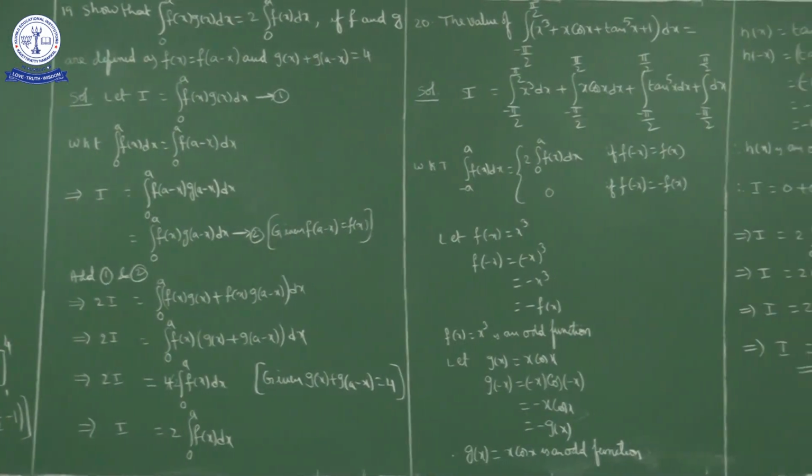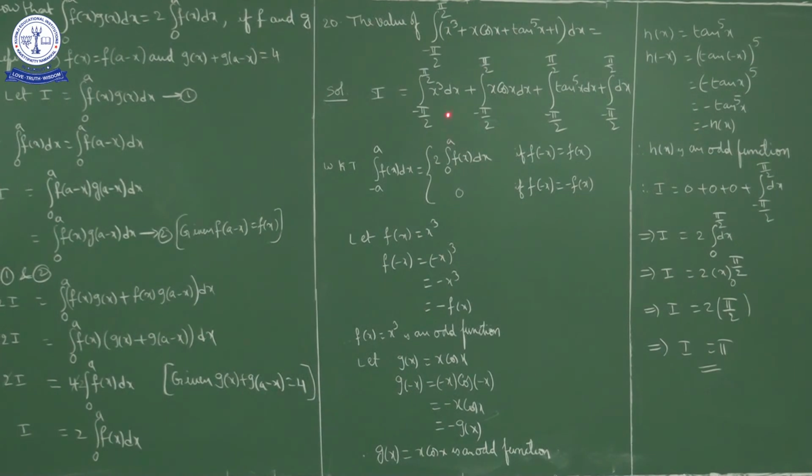So question number 20, the value of integral minus pi by 2 to plus pi by 2 of x cube plus x cos x plus tan power 5 x plus 1 dx. Okay, this integral value we have to find. I will integrate separately. I is equal to integral minus pi by 2 to plus pi by 2 x cube dx plus integral minus pi by 2 to plus pi by 2 x cos x dx plus integral minus pi by 2 to pi by 2 tan power 5 x dx plus integral minus pi by 2 to plus pi by 2 dx.